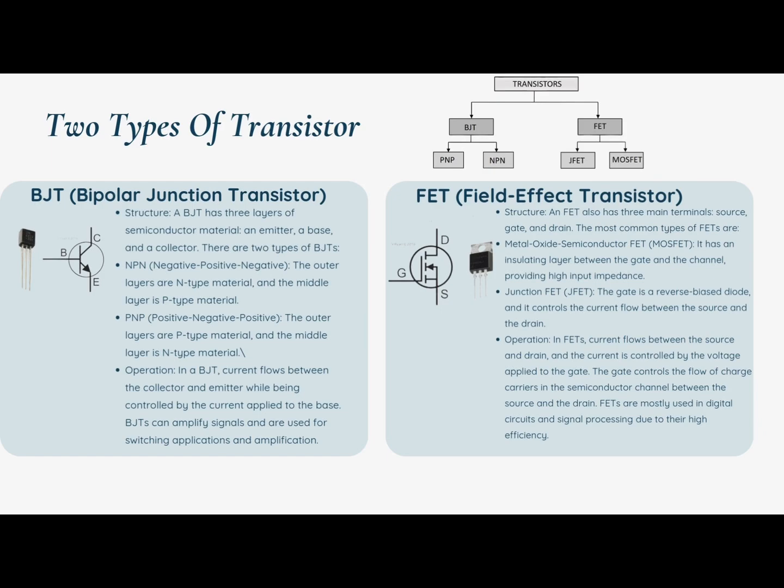The gate is a reverse-biased diode and it controls the current flow between the source and the drain. In FETs, the current flowing between the source and the drain is controlled by the voltage applied to the gate. The gate controls the flow of charge carriers in the semiconductor channel between the source and the drain. FETs are mostly used in digital circuits and signal processing due to their high efficiency.